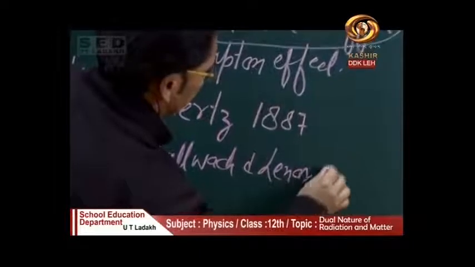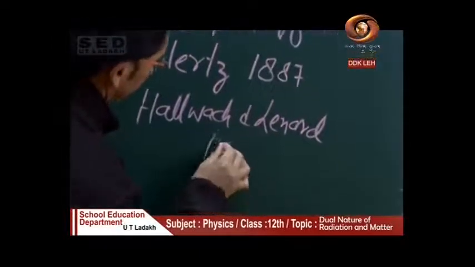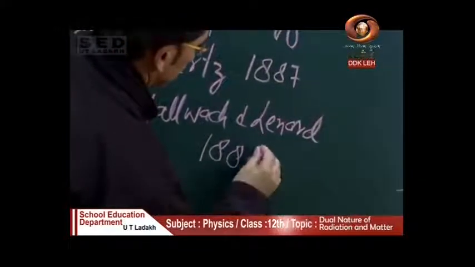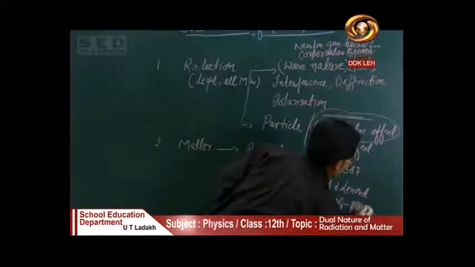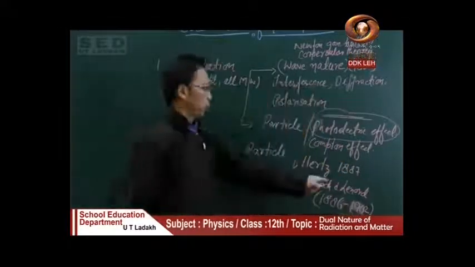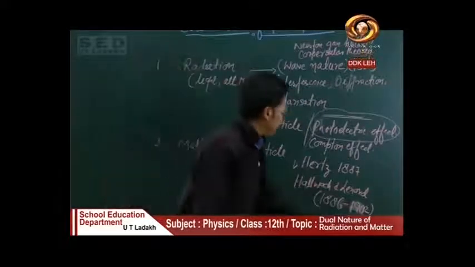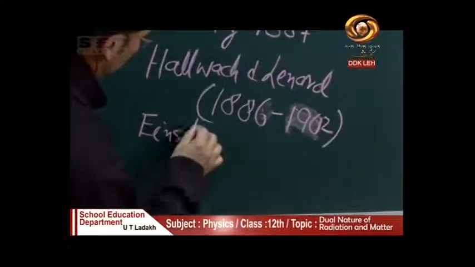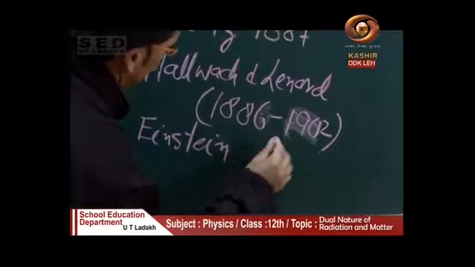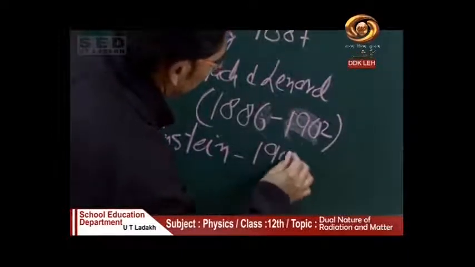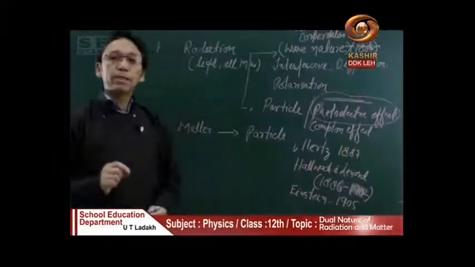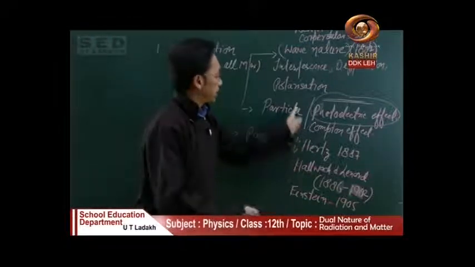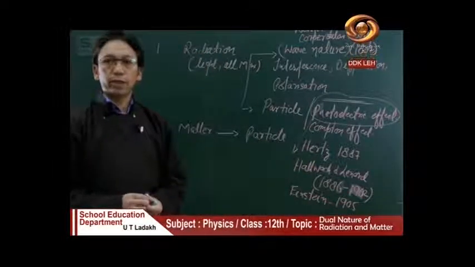Helmholtz and Lenard worked from around 1885 to 1902. That is the beginning of the 20th century. After this, Einstein gave the final theory of this photoelectric effect in 1905 with his photoelectric equation. So these are some history of the photoelectric effect.